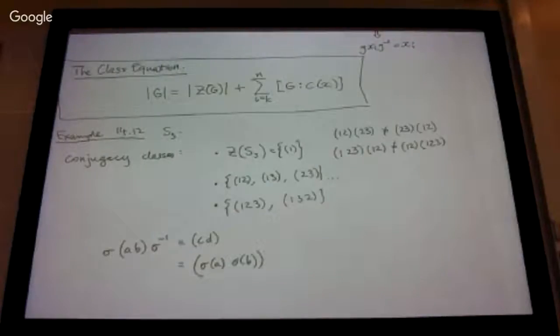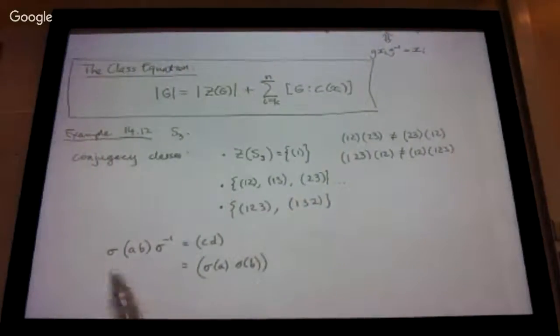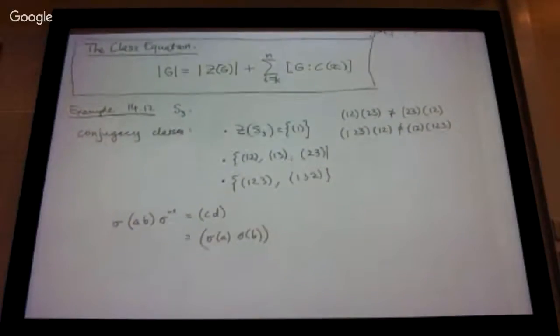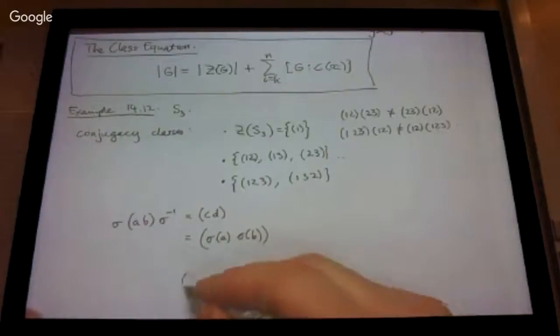Is sigma another element? No, sigma is another permutation. Yes, another permutation in the group. So what I'm saying is, if I take any two cycle and any other, even the same element, I'm always going to get a two cycle again. For example, give me your favorite sigma.